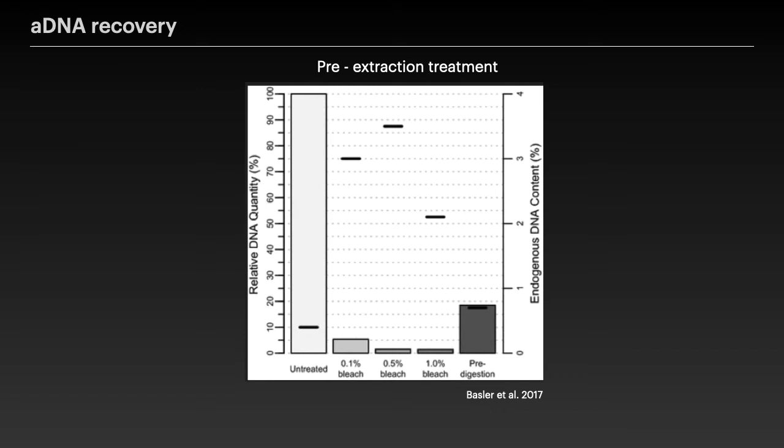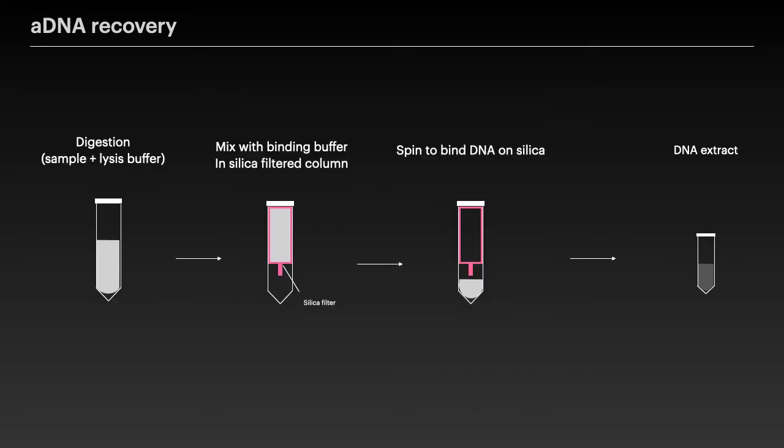So we talked about methods to chemically increase the endogenous content of a sample with a pre-extraction method. So we should move on to the extraction method.